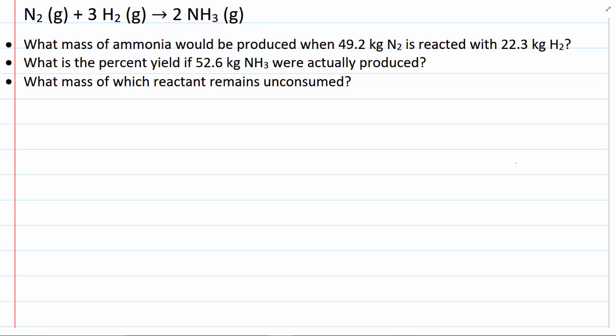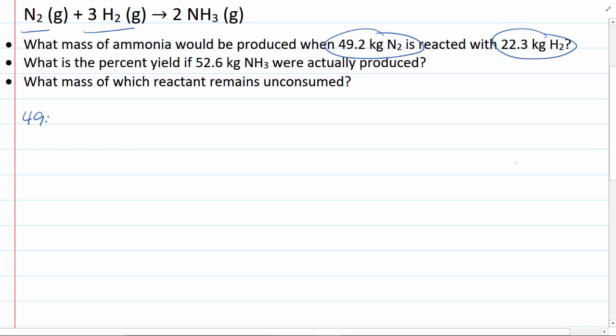This problem is a limiting reactant problem because the mass of each reactant is provided. We know the mass of N2 is 49.2 kilograms and the mass of H2 is 22.3 kilograms. Now, in order to solve this problem, we start with the 49.2 kilograms of N2 and realize that we're going to be looking for kilograms of NH3.